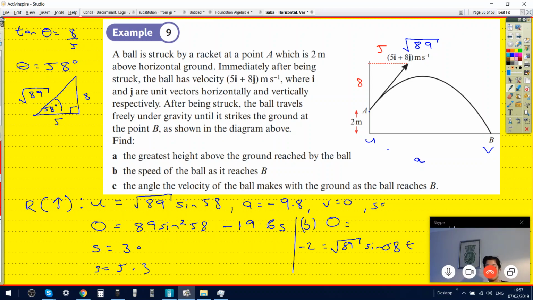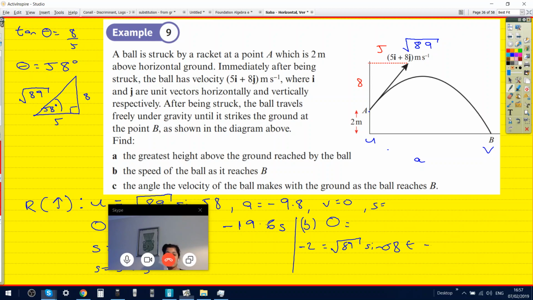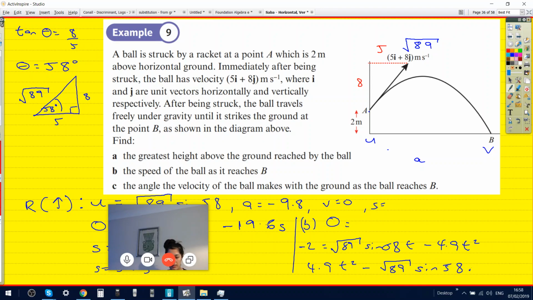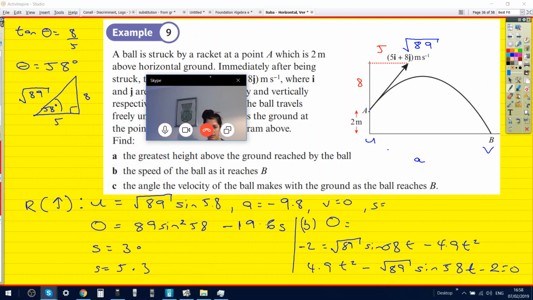Minus 4.9t squared. So if you put the 4.9 on the other side, you get 4.9t squared minus root 89 sine 58t. Do we know what sine was? What was it? 58? Yep.